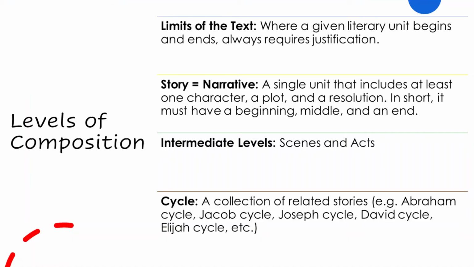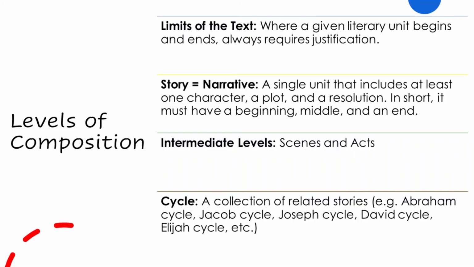When we talk about a narrative or a story, we mean a single unit that includes at least one character, a plot, and a resolution. In other words, it has a beginning, a middle, and an end. But we're going to see, especially as we look at Genesis, that the different narratives are grouped into scenes and acts. We often also use the word cycle, this comes from the French usage, to describe a group of stories that have a single main character. So we'll talk about the Abraham cycle in Genesis, or the Jacob cycle, the Joseph cycle, in other books, the David cycle and the Elijah cycle.